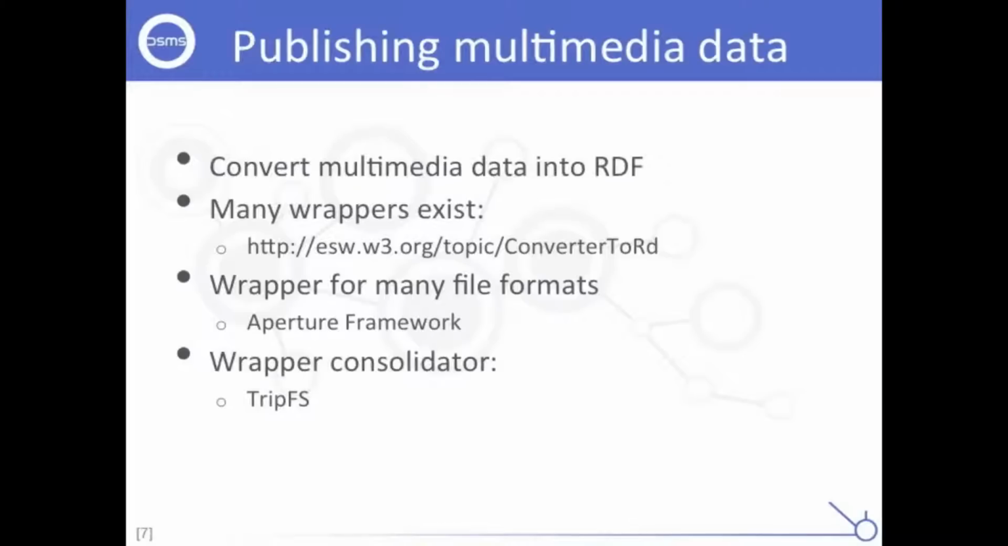We also have the possibility to publish multimedia data as RDF. For that, many wrappers exist. Those wrappers are specified in the following link. Also, we have wrappers that wrap many file formats, for example, the Aperture framework, or we have wrapper consolidators, for example, TripFS. These wrapper consolidators basically take many wrappers for individual formats and put them together.